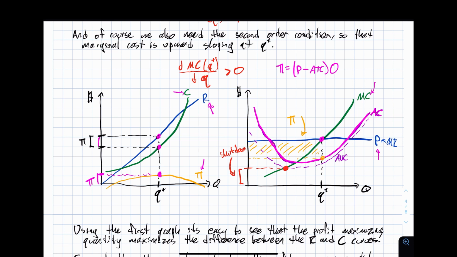And you've almost certainly seen this in your intro. So the height of this is the difference between average total cost, or average cost, as we're calling it, and the price, multiplied by Q, which gives us this rectangular box here. And that's our profit.